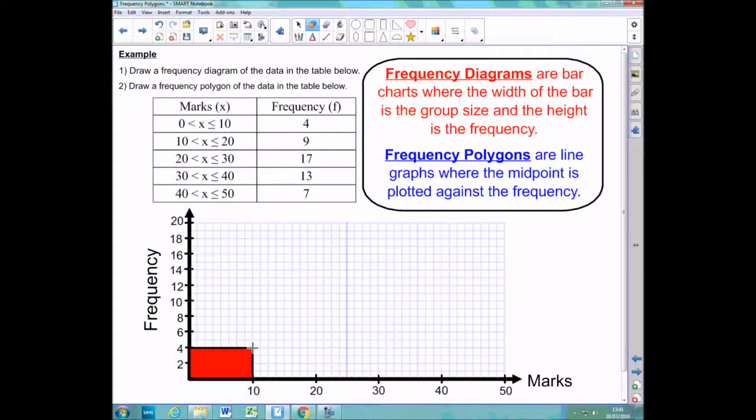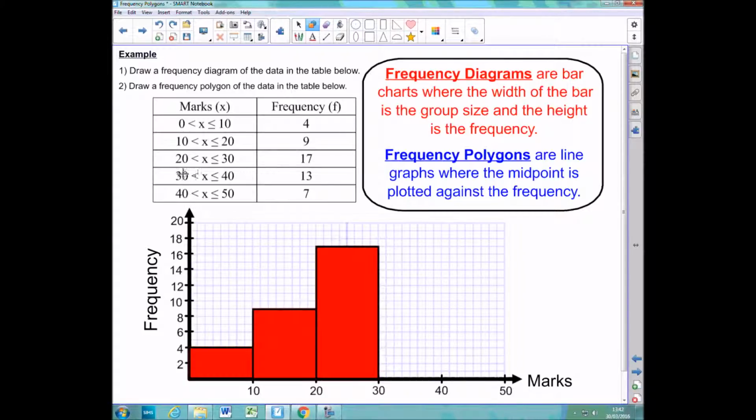So you would do it with a ruler. I'm just going to use my rectangle tool here. So 0 to 10 has got a height of 4. Okay, next from 10 to 20, I need a height of 9. So going up in my scale, you can see I've got one value for every square, so 9 is there. Okay, so next 20 to 30 goes up to 17. 30 to 40 goes up to 13. And finally 40 to 50 goes up to 7.